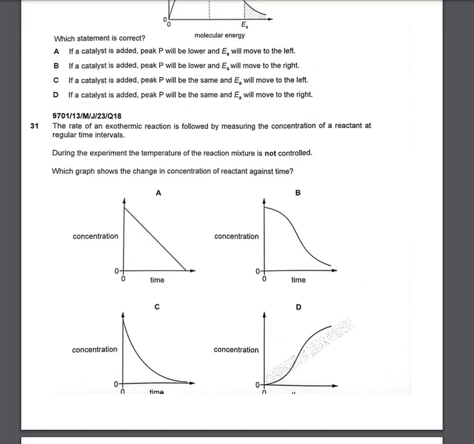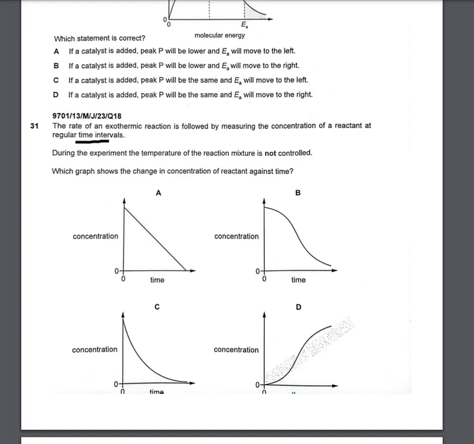Question number 31. The rate of an exothermic reaction is followed by measuring the concentration of a reactant at regular time intervals. During the experiment, the temperature of the reaction mixture is not controlled. Which graph shows the change in concentration of reactant against time?